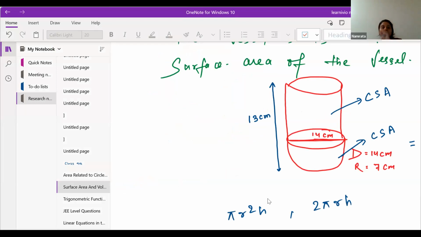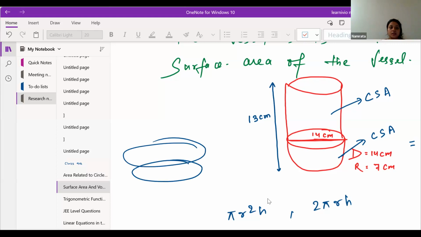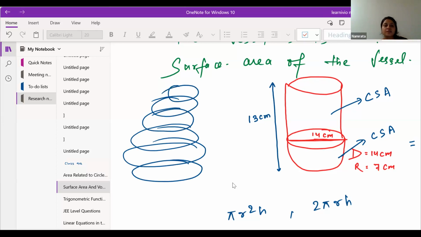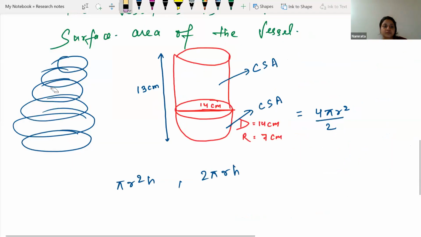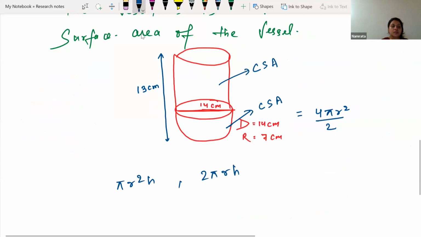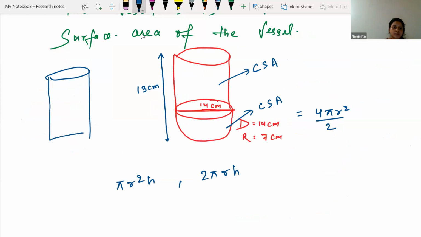So if you take a circular flat surface, suppose you have taken a circular sheet. Now you are taking another circular sheet, and another circular sheet. So let me draw it. Circle, then circle, all the same circle. Or let me draw it more appropriately, if I am having a cylinder. Can I say it is made up of one circle, then here circle, then here circle?